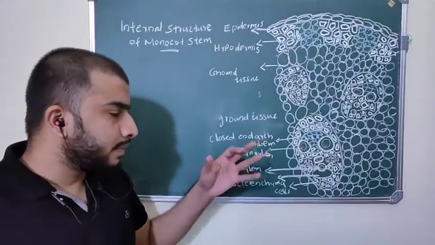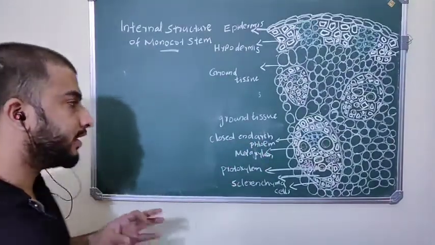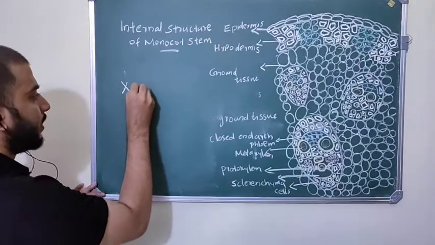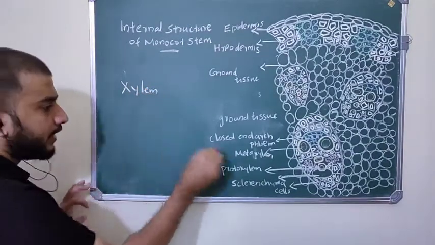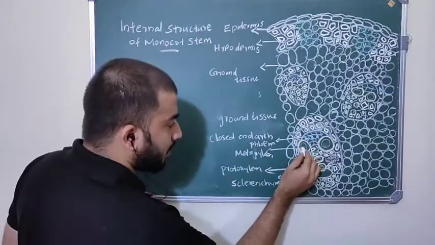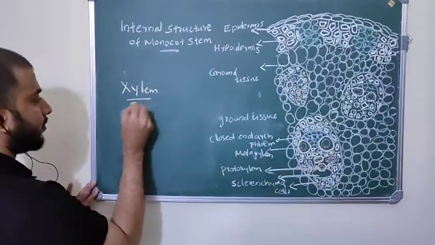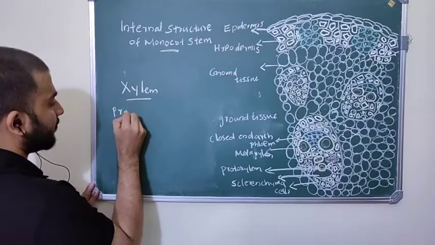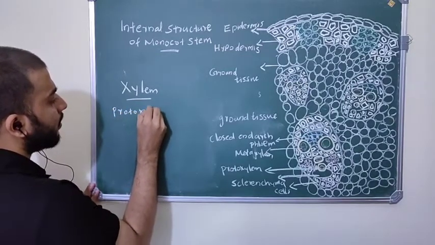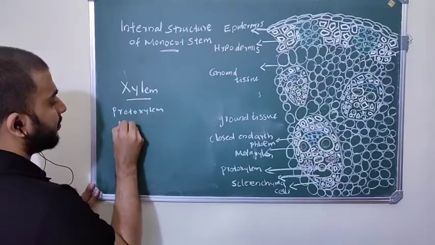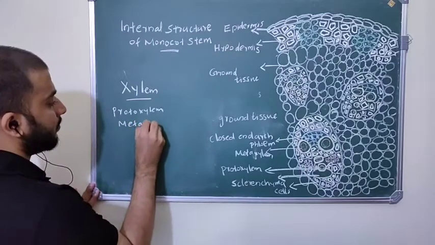The xylem in the monocot stem vascular bundle. So what about xylem? Here in this vascular bundle, metaxylem and also protoxylem are present.